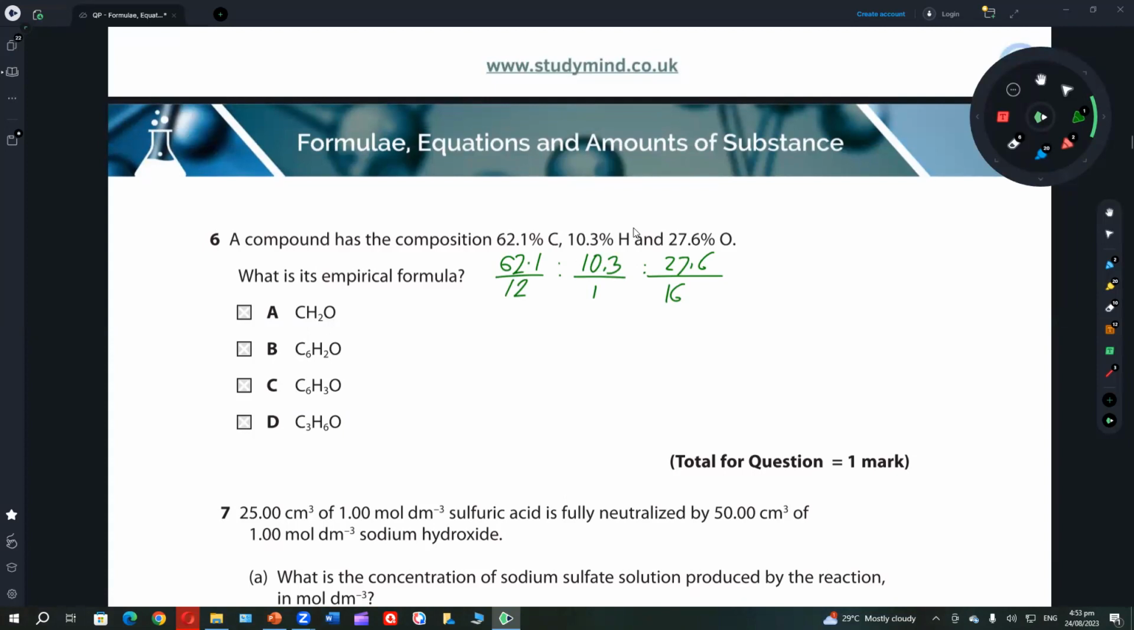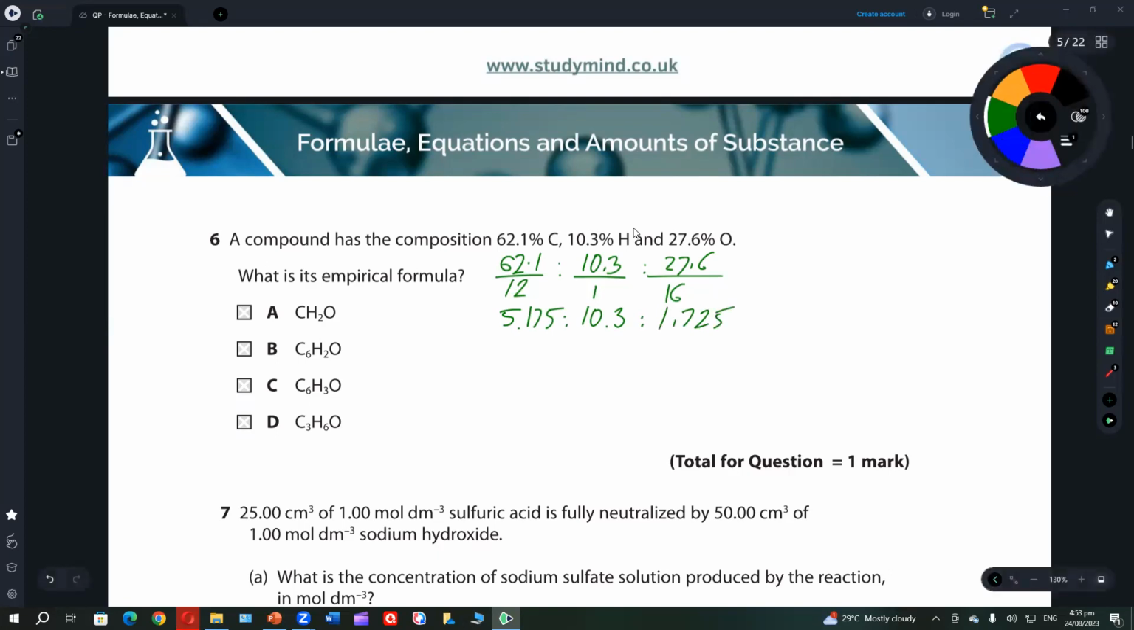So the first one is 5.175, then 10.3, and 1.725. If we now simplify it, we divide by the smallest number, 1.725, which gives the ratio 3:6:1. So it will be C3H6O, which is option D.